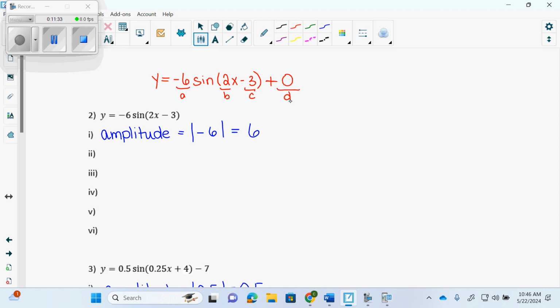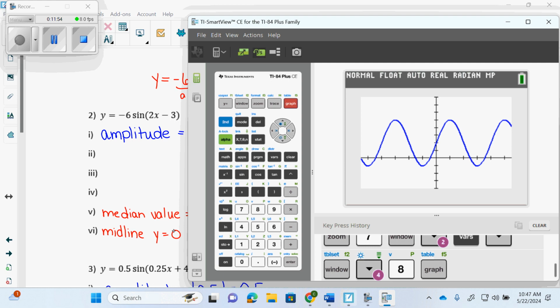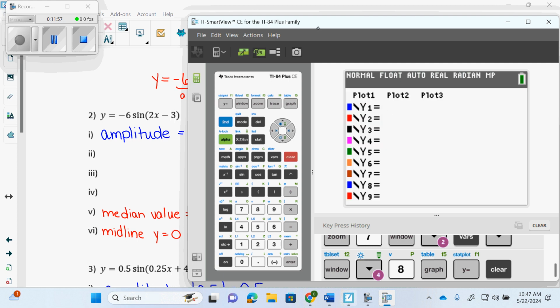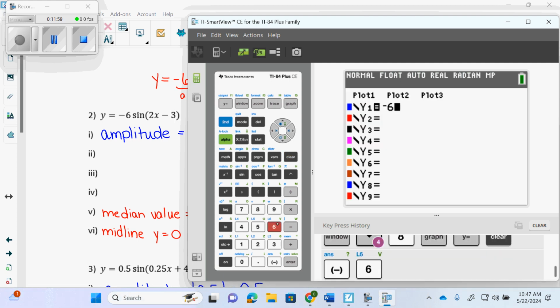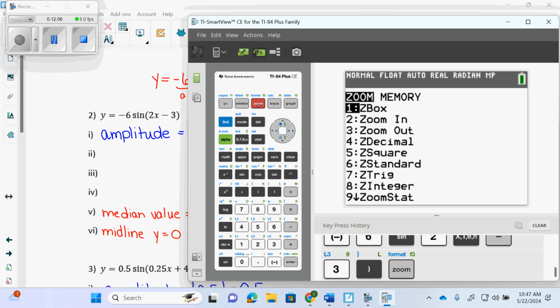All right. So 5, the median value, what would it be? Equals 0. Yep. And the midline, y equals 0. Let's test this one out. Let's type it into our calculator. So we have negative 6 sine 2x minus 3. And then I always go zoom, trig, which is 7.